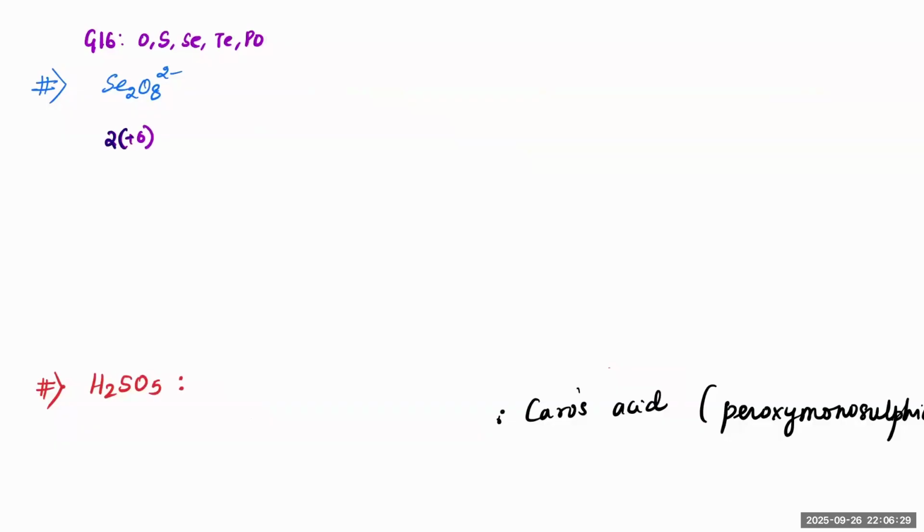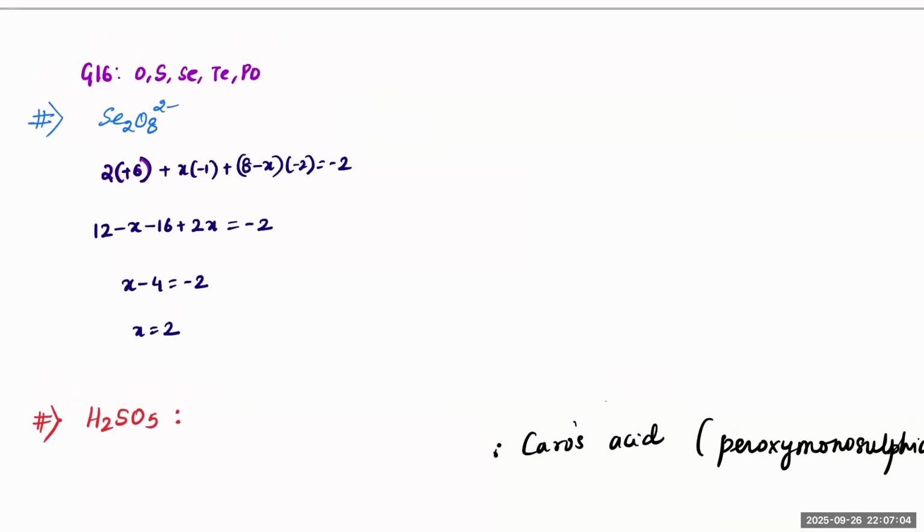So 2 times of 6 plus x times of minus 1 plus 8 minus x times of minus 2 overall equal to minus 2. So 12 minus x minus 16 plus 2x equal to minus 2. So x minus 4 equal to minus 2. So x is equal to 2. Okay. So again, we are getting two peroxides and one peroxy linkage.